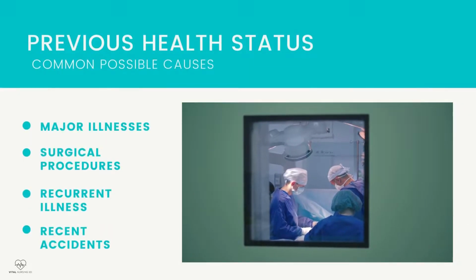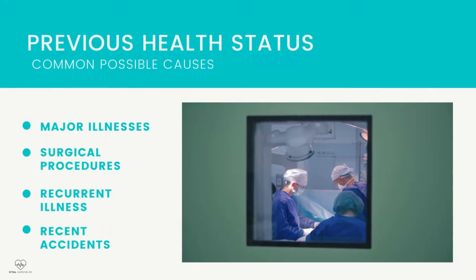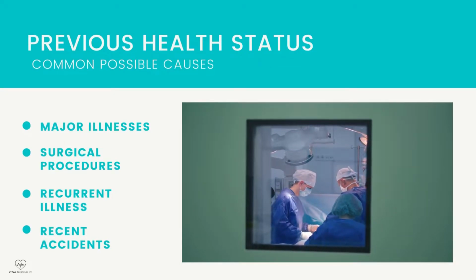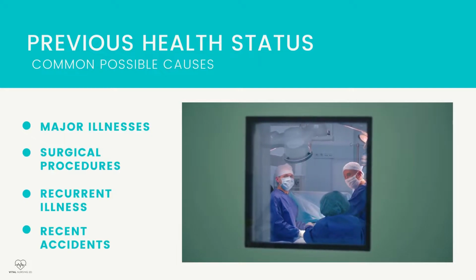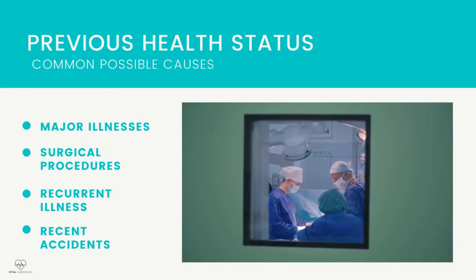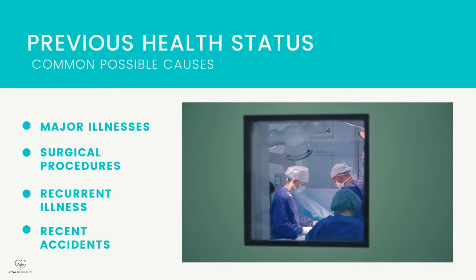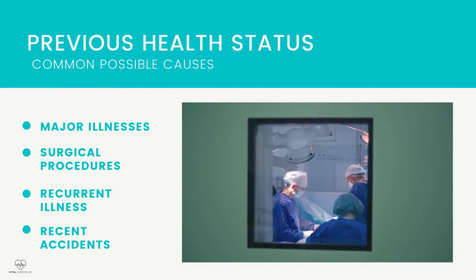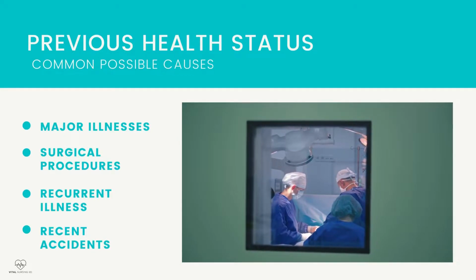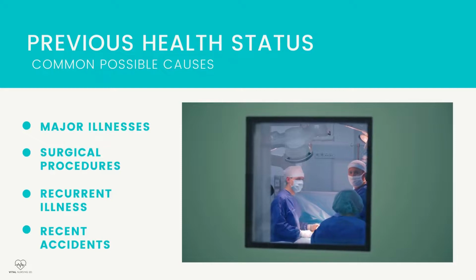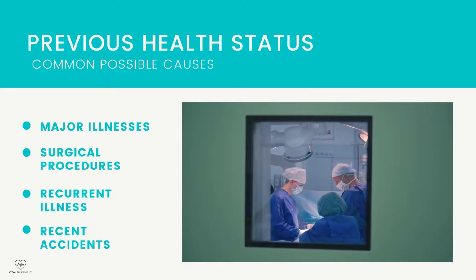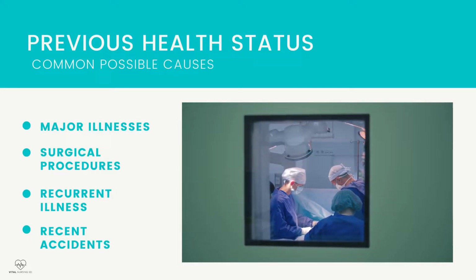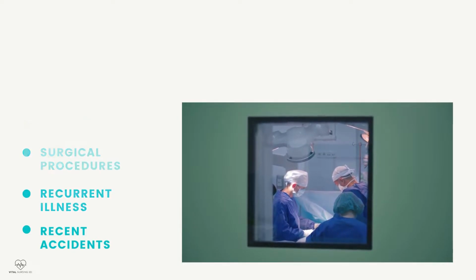Previous health status. Ask about the patient's previous major illnesses, recurrent illnesses, accidents or injuries. You should also ask about surgical procedures and allergies, as these could also be clues to possible causes. Sometimes the patient may not remember or understand how to explain certain issues, so it's also good to ask specific questions like, do you have pain or burning on urination? Is initiating urination difficult? What color is your urine?